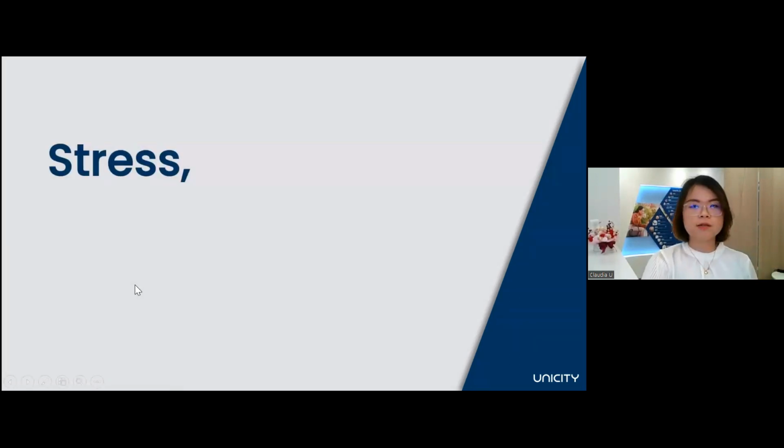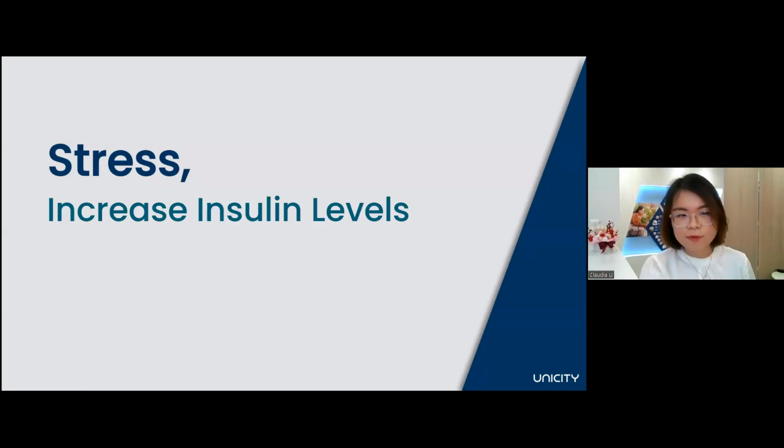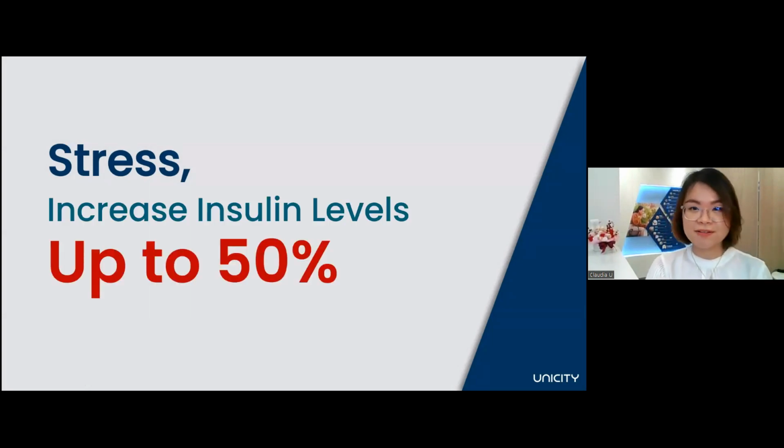So stress, okay, whenever you are irritated, angry, or very frustrated over someone or any situation, your insulin level will increase as much as 50%. You know? That's a lot, okay, without eating anything, when you're just stressed only. So cortisol, as you know, the stress hormone, is a very significant driver behind insulin levels.